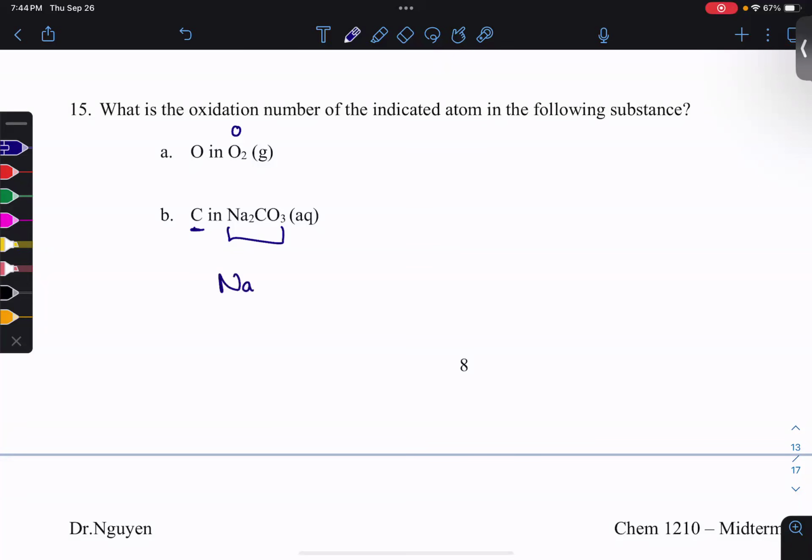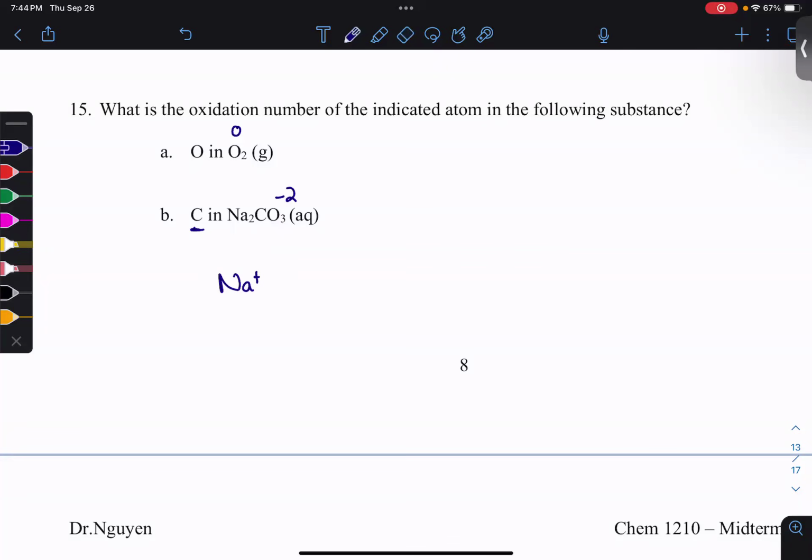Sodium typically has a +1 charge, so that's its oxidation number. Another rule is oxygen almost always in a compound has what oxidation number? Not 2, it's -2, a -2 in a compound. So we're going to use that to our advantage to figure out what carbon has to be.